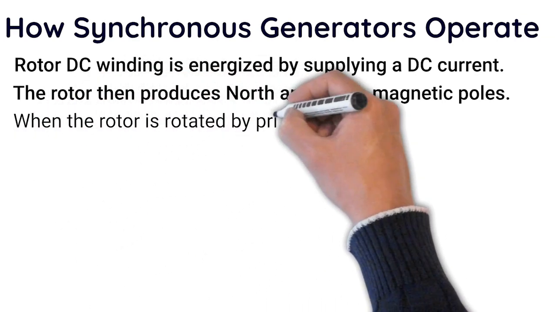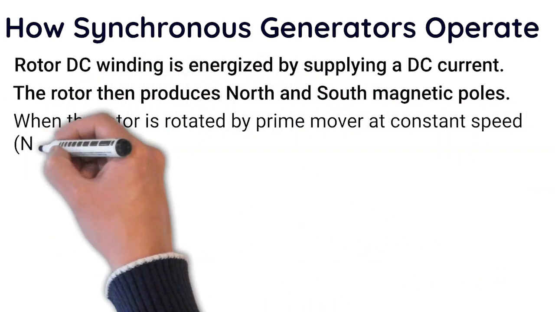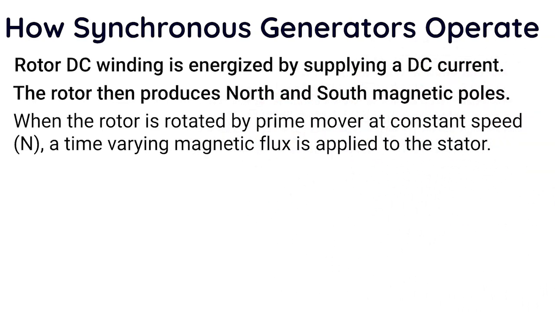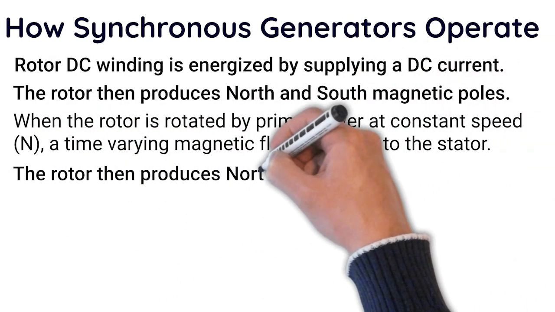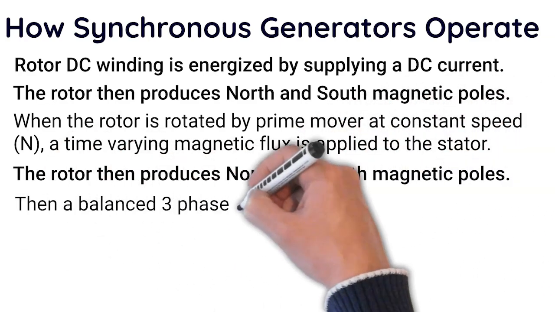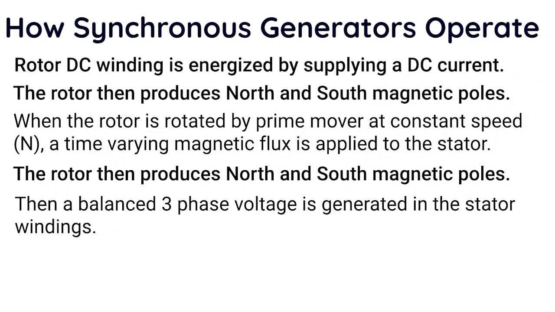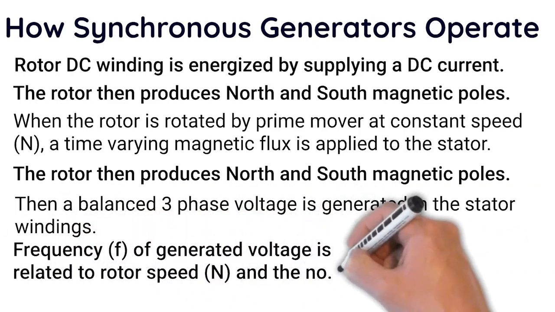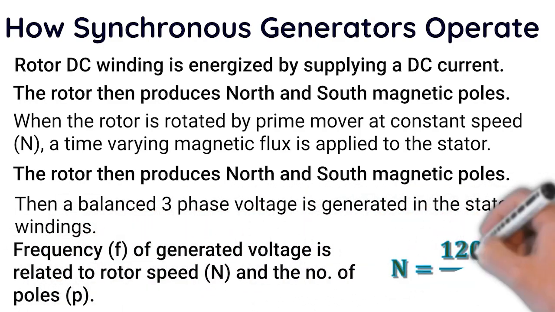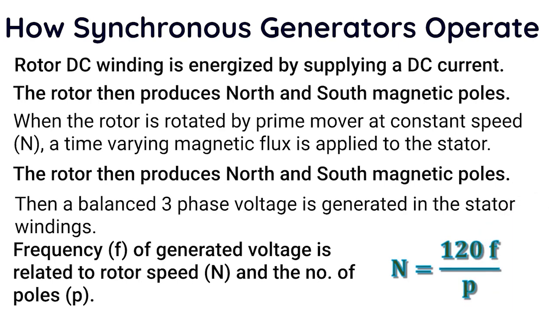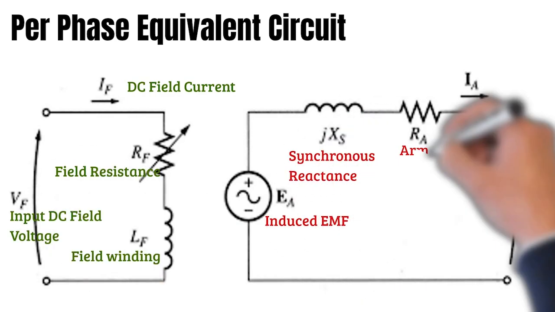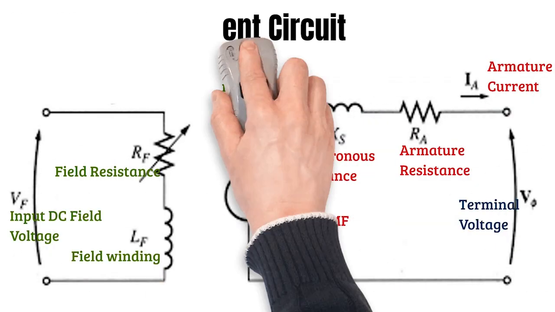When the rotor is rotated by the prime mover at constant speed, a time-varying magnetic flux is applied to the stator. The three-phase winding on the stator then generates a balanced three-phase voltage. Frequency of this generated voltage is related to the rotor speed and the number of poles as shown in this equation. This is the per-phase equivalent circuit of a synchronous generator.